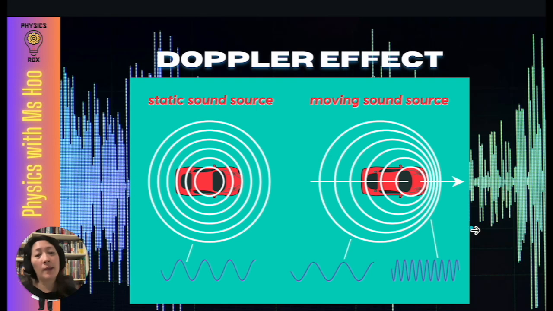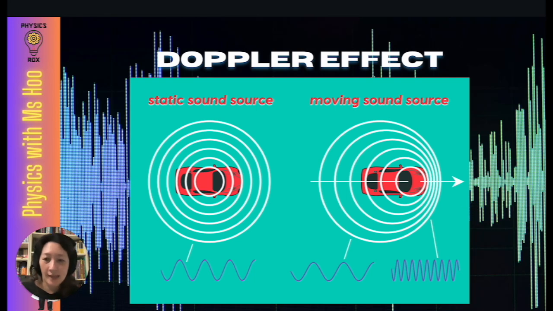So if we were to apply this to light, this will also be the same. If the light source was static, the wavelength of the light would remain the same. Whereas if the light was moving, depending on whether it's moving towards or away from us, we'll see a change in the wavelength. So if the light was moving away from us, the wavelength would be increasing. Whereas if the light was moving towards us, the wavelength would be decreasing.